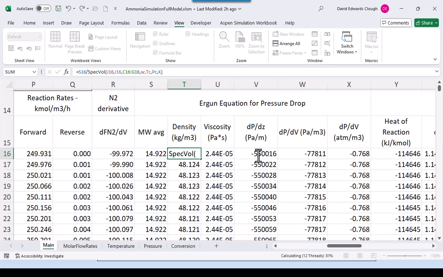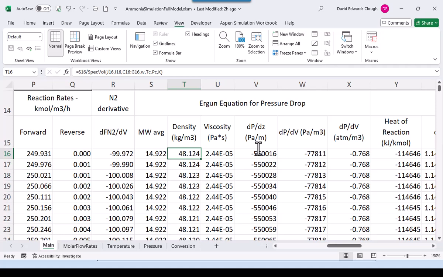And then we have enough information to calculate the derivative of pressure with respect to distance with the Ergun equation. And so we do that, and then we convert that over to pascals per cubic meter, just units change, and then atmospheres per cubic meter, again changing the pressure units, and that gives us what we need to solve for the pressure, all right? And so we'll see that in the next row.